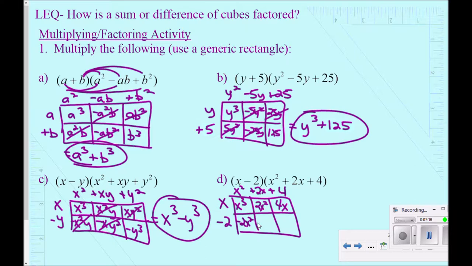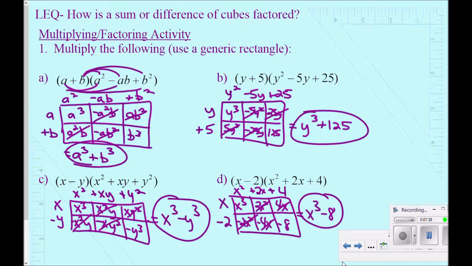Negative 2 times 2x, negative 4x. And negative 2 times 4, negative 8. So the 2x squared and the negative 2x squared cancel out, the 4x and the negative 4x, and we're left with x cubed minus 8. Okay. So that takes care of multiplying.